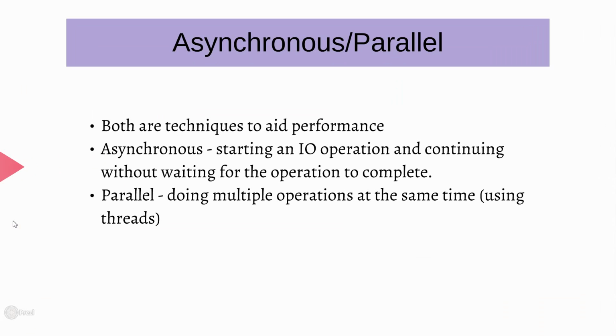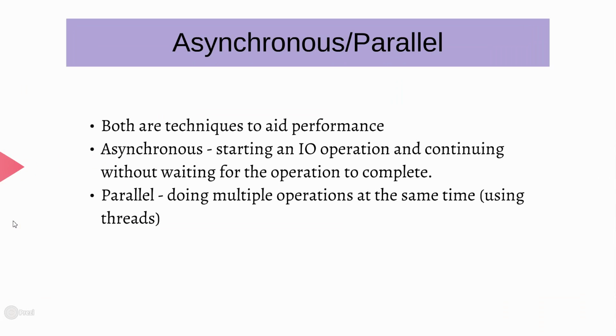So, what are asynchronous and parallel things? Both are techniques to aid performance of your code or your system. But they're not the same thing. They are different approaches to the problem, and they often come together. So you may use some parallel and some asynchronous things at once.